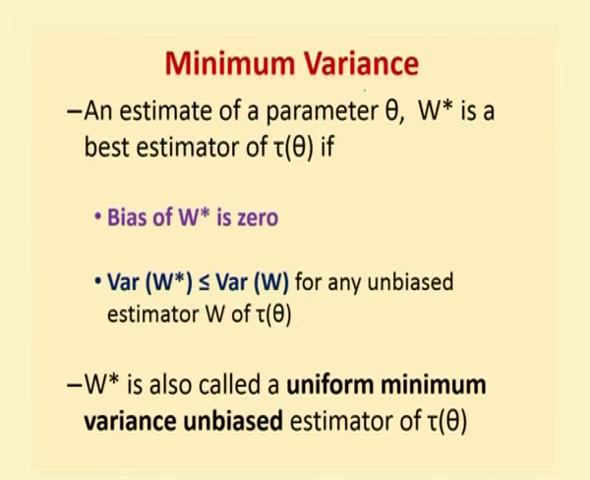So, we continue here with minimum variance. An estimator W star of a parameter theta is a best estimator of tau of theta if the bias of W star is 0. So, we group into an unbiased form. Then, as I told you, if the variance of W star is less than or equal to the variance of W for any such W, then this W star is called minimum variance. It is also called the uniform minimum variance unbiased estimator of tau of theta, any function of the parameter in fact.